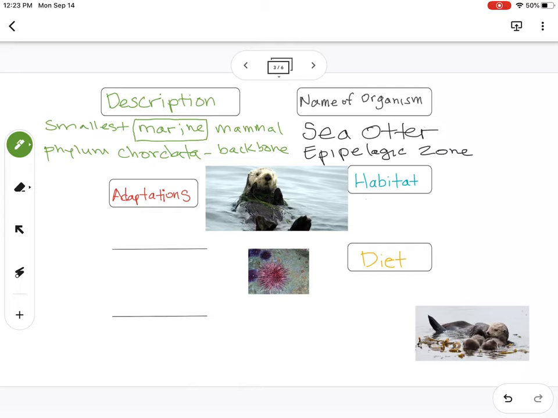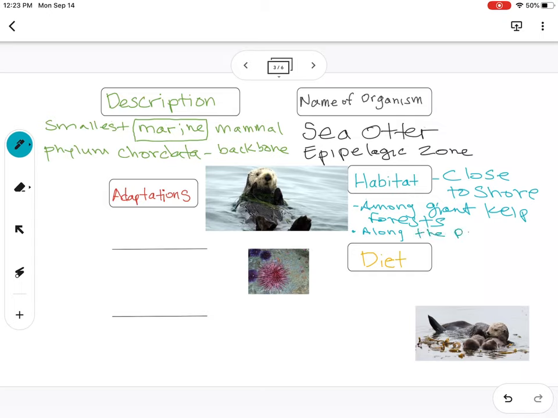Now, where does this organism, the sea otter, live? What is its habitat? Well, the sea otter likes to live close to shore, and it lives among giant kelp forests. And those organisms, the sea otter, can be found along the Pacific coast of California and all the way up to Alaska.